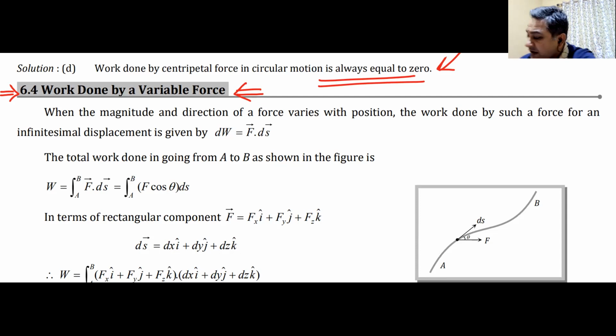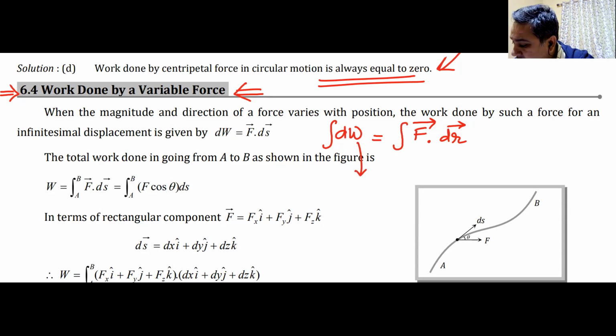You already know it. If I have a variable force, the small work done will be F dot dr. As simple as that. How do I find out the total work done? I integrate this. When I integrate this, I will get delta W, and it will be the integral of F dot dr.